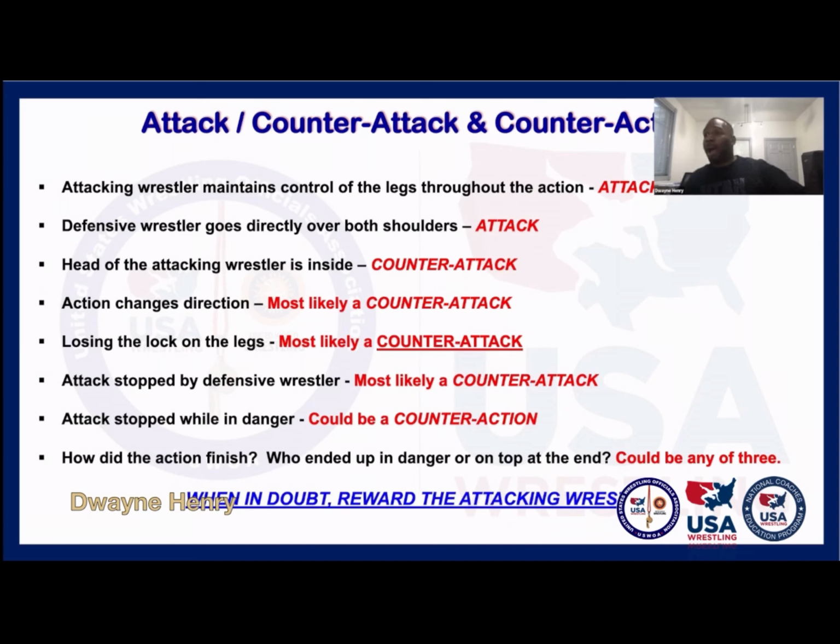If an attack is stopped by the defensive wrestler, that is more than likely a counterattack. And if they're stopped in danger, obviously it could be a counteraction. The biggest thing to keep in mind is, where did the attack finish? Or did they end up in danger? And then who's on top at the end? And if there's any doubt, it's always best to just go in favor of the attacking wrestler.